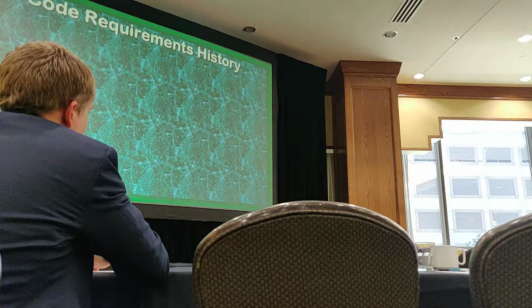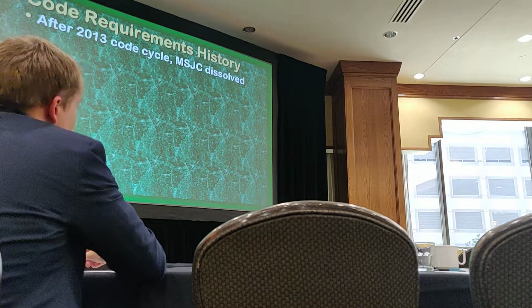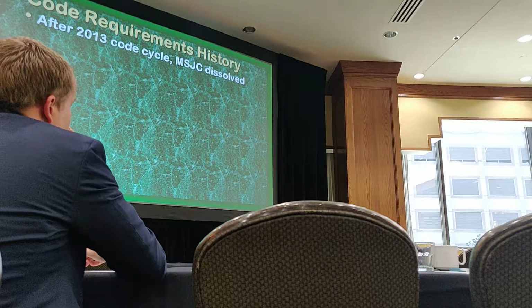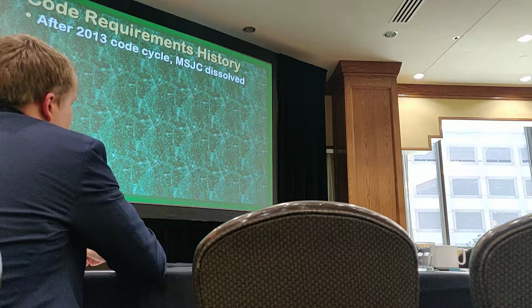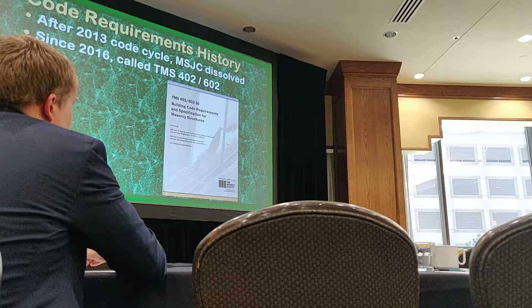After 2013 though, the MSJC was dissolved. So it was 3 separate organizations working together. If anyone's been a part of any individual organization, it's hard enough to have one organization work together. Too many cooks in the kitchen. TMS was actually doing a bulk of the work on the 2013 cycle. So going forward, they just took over the code, and now it's just TMS 402, 602. If you reference ACI or ASCE documents with the 2016 year, that document does not exist.